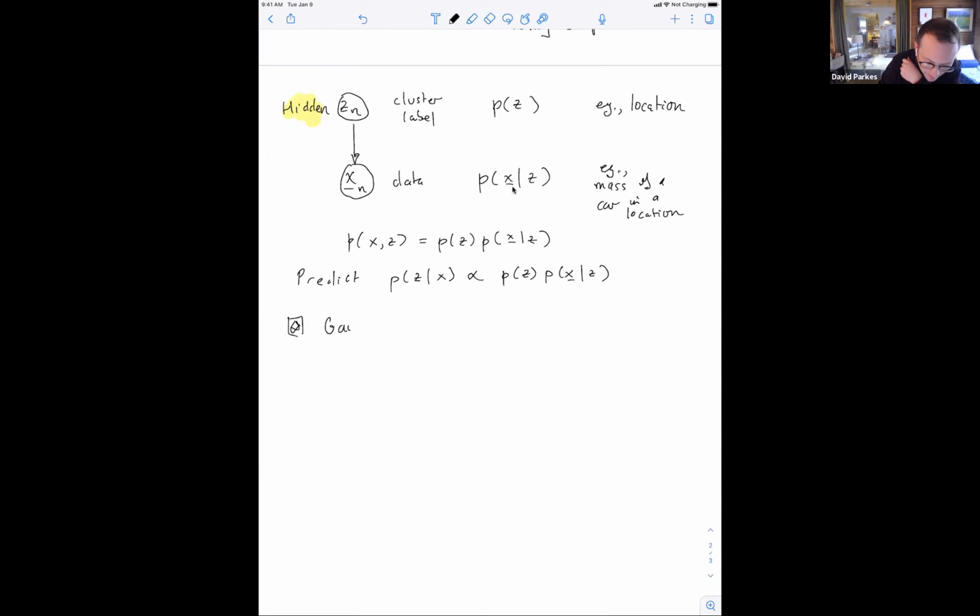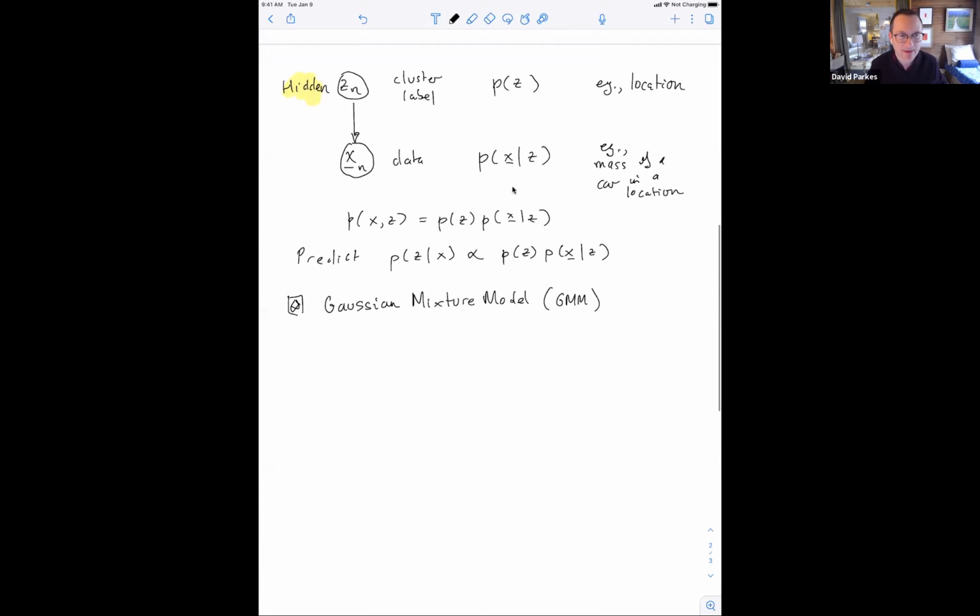Now, in particular, we're going to work with the Gaussian mixture model, GMM. This is a very popular, very typical model for clustering. We have classes C1 through capital CK. You can think about your Z's as taking on one of those classes. And we have our data living in a D-dimensional real space.